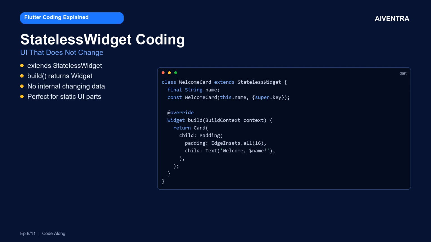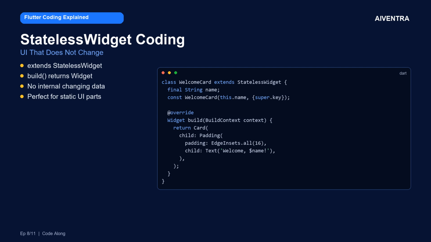StatelessWidget means the widget does not manage changing data internally. If the parent passes a new name, Flutter rebuilds it. Otherwise, it stays the same. Use StatelessWidget for labels, icons, static cards, and anything that does not change on its own.